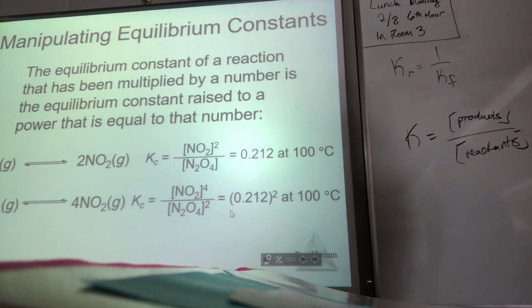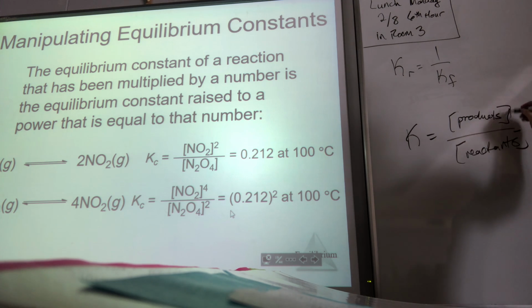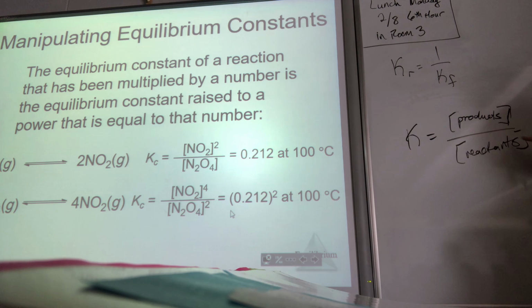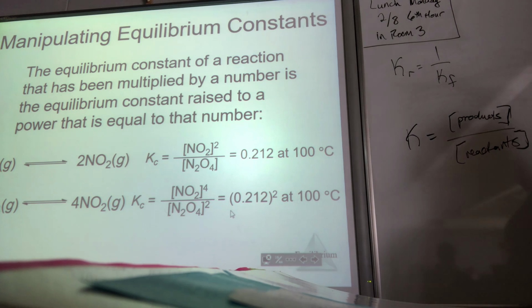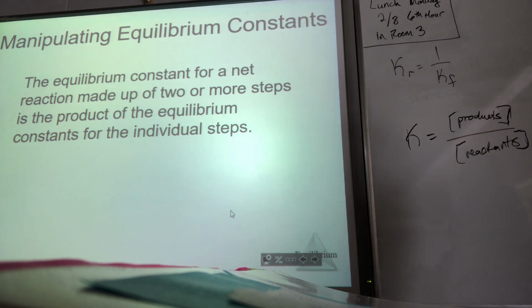Yes? For that on the board, is that a negative or is that a bracket? It's a bracket. This one? Yeah. These are just brackets. Oh. Products over reactants. Or pressures, whichever. That was just the general form of K. All right.